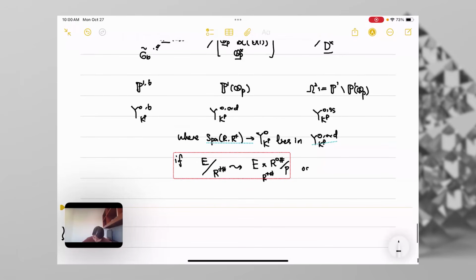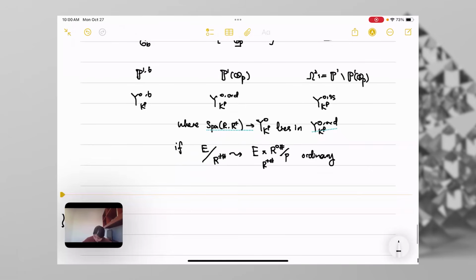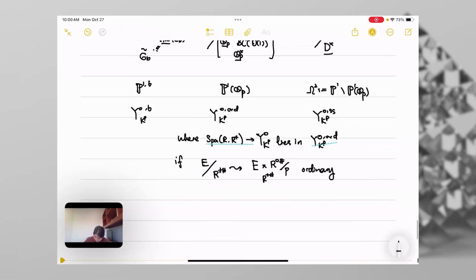And if this thing is ordinary, then you say that this point lies in this ordinary locus. So this is slightly different from the stratification you would obtain by looking at the specialization map from the p-adic generic fiber to the special fiber and pulling back the natural stratification from the special fiber.